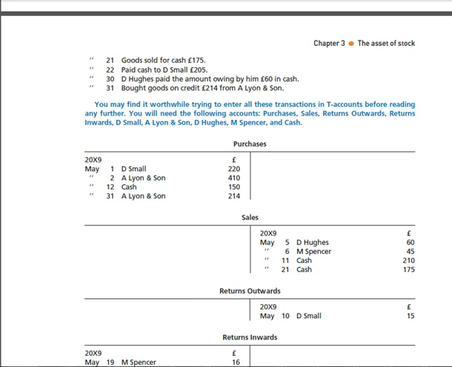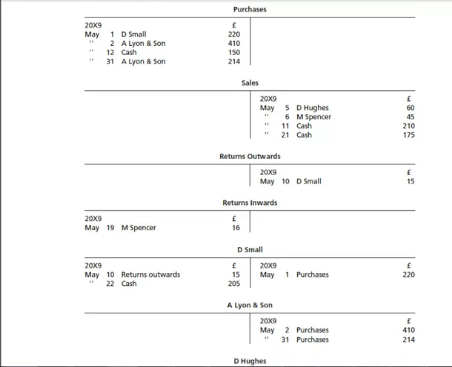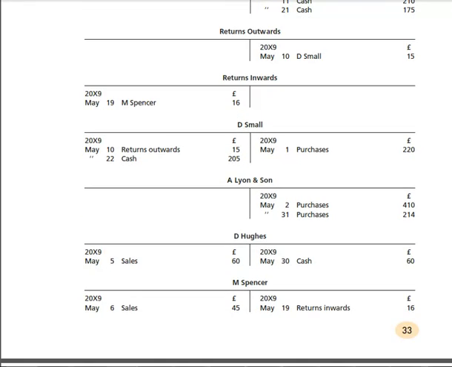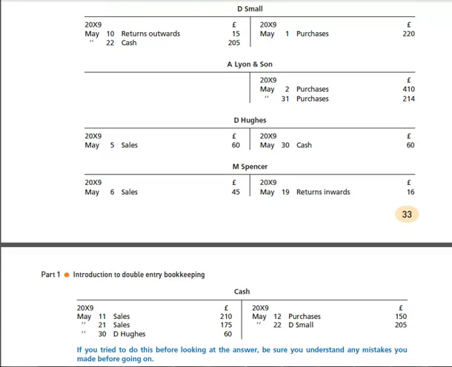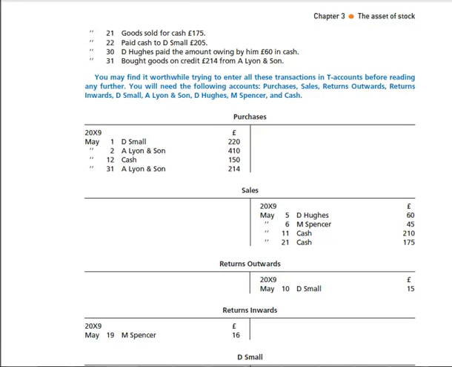The next one is paid cash to D Small. Now D Small is our creditor. So the two effects would be cash we have paid. Whenever we pay cash, it means cash would reduce, so cash would be credited. D Small is a creditor. So when a creditor decreases, it's debited. So cash would be credited and D Small, who is a creditor, would be debited, which we can see if we scroll down. So D Small 205 debited and the cash account 205 would be credited by the same amount.